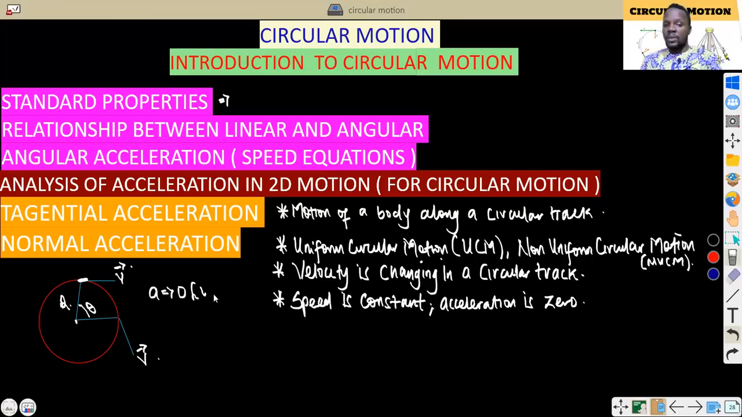That is for UCM. That is what differentiates uniform circular motion, and non-uniform circular motion has non-zero acceleration. That is NUCM. So keep it in mind, if somebody asks you the difference between UCM and NUCM, the UCM are those in which the motion of the body is not accelerating. And why do we say it is not accelerating? That means it is moving at constant speed. The speed is constant, but there is a change in velocity.